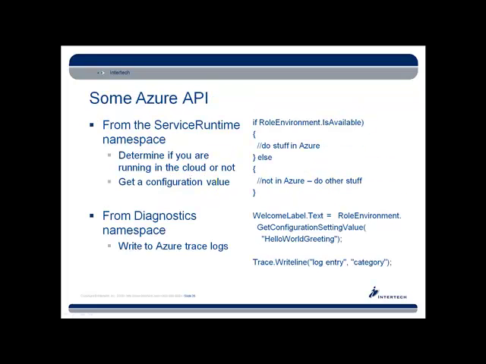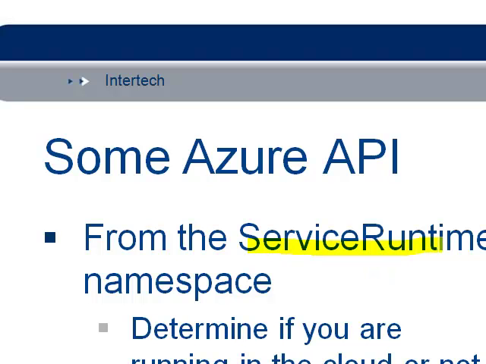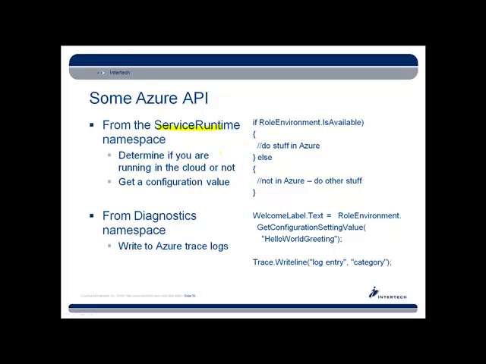Let's also take a look, while we're in the mode of looking at some code inside of a web role, at just some Azure API. This could be used in both web roles or worker roles. For example, from the service runtime namespace, we'll find a couple things that can be very, very useful. First off, what if your application needs to go back and forth, say run in the cloud in some cases, but also run on premises, in other words in your data center, in other cases? How would you build your applications to do that?